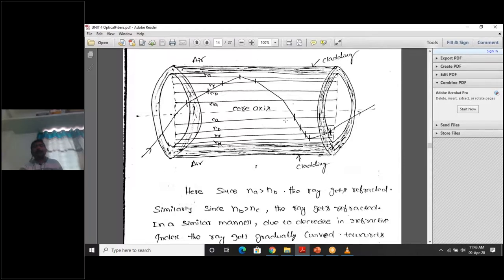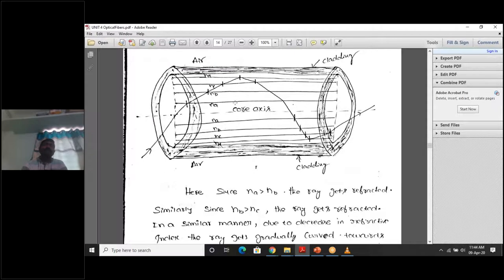Not only this light ray: if you pass 100 light rays, all 100 light rays follow the same path like this and go out. Because of this, they travel the same distance and come out at the same time, so there is no time lag. This happens due to the non-uniformity of the refractive index of the core. As the refractive index of the core changes continuously, this process happens.